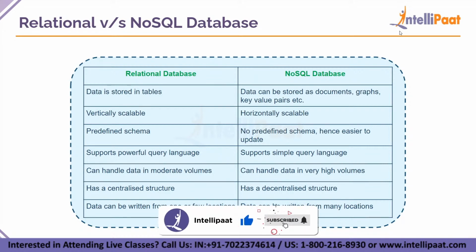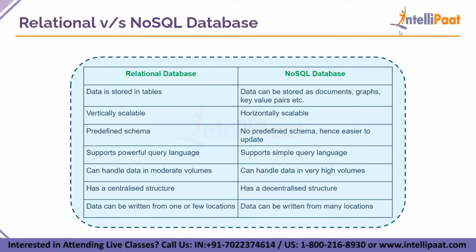Also, the next one is that in a relational database, there is a predefined schema. There is a particular way in which data has to be stored. But in a NoSQL database, there is no such thing, and hence it is much easier to update.